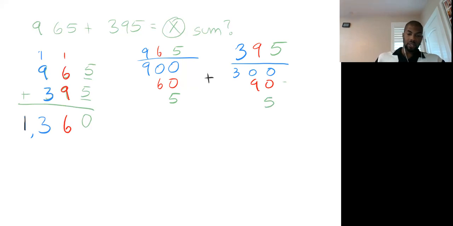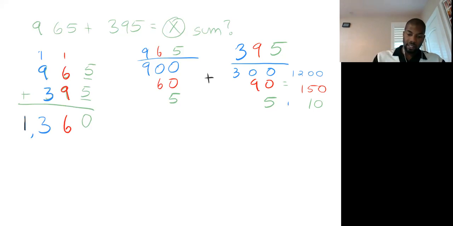Now all I need to do is add them across the colors, right? So 900 plus 300, you could also go backwards if you wanted to, right? You could say, all right, what's 5 plus 5? 5 plus 5 is 10. What's 90 and 60? 90 and 60 is 150. What's 900 plus 300? That's 1200, right? 9 plus 3 is 12, so 1200 is another way to say that.